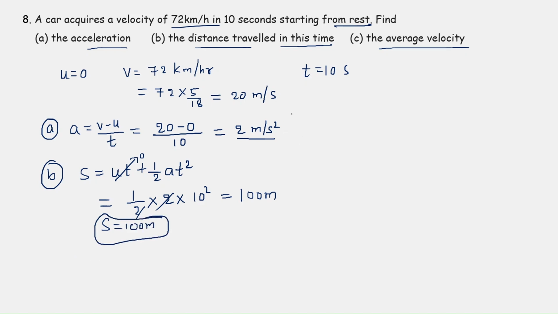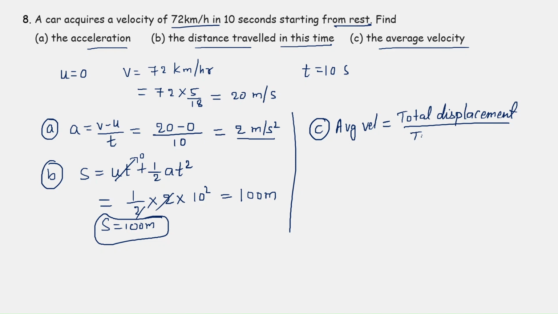Next, c, we have to find out average velocity. So average velocity formula we know, right? The total average velocity, if you consider, is the total displacement by total time taken, that is the formula. So what is the total displacement here? 100 meters. We found out just now. Total time taken is 10 seconds.